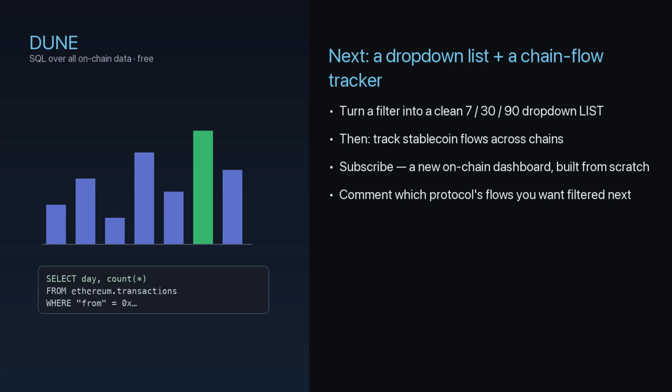Next up, we'll turn these text boxes into clean drop-down lists, 7, 30, 90, so viewers pick from a menu instead of typing, and then we'll point the whole technique at stablecoin flows across chains.